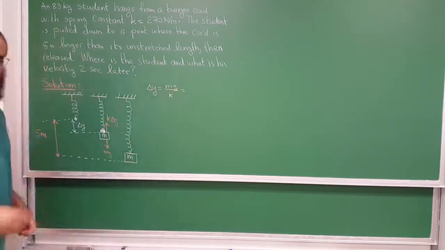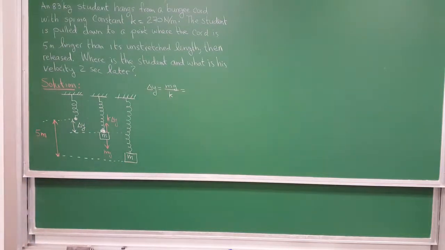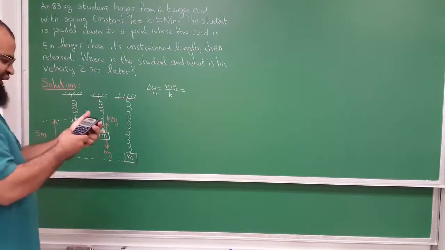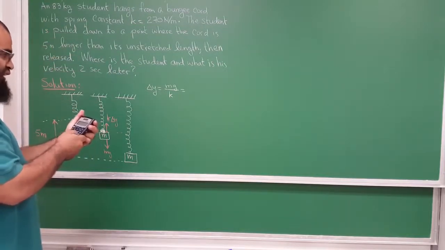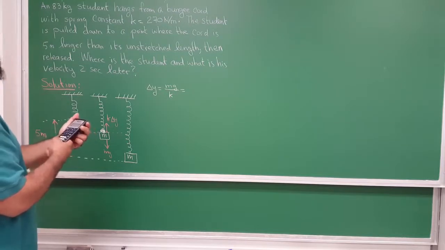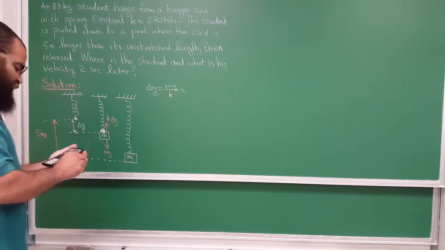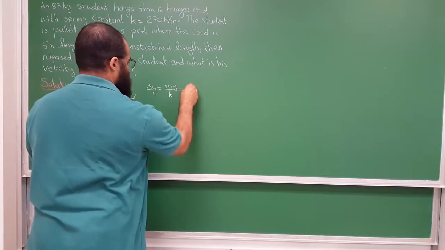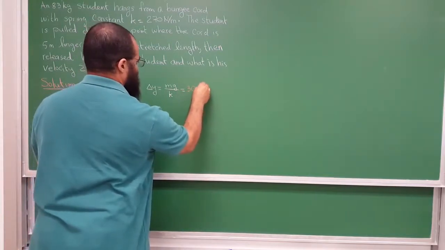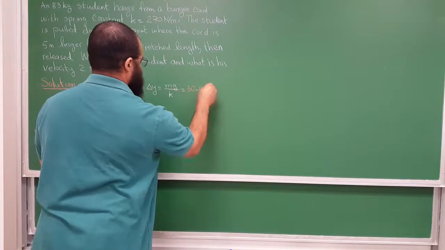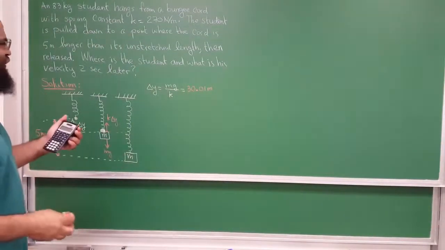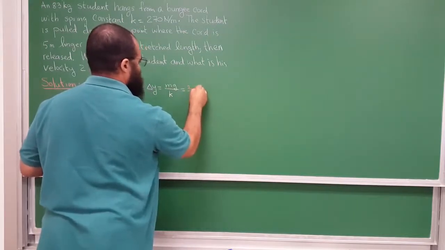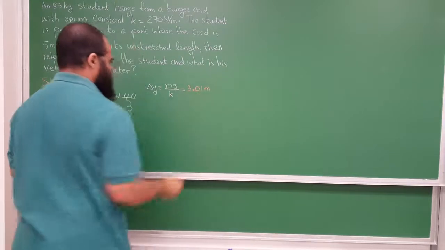Let's actually calculate that. I have my calculator with me. The mass is 83 kilograms, so 83 times 9.8 divided by K, which is 270. That's 3.01 meters. That's delta Y. I'm sorry, not 30, 3.01. That sounded like a lot. So it's 3.01 meters, essentially 3 meters.